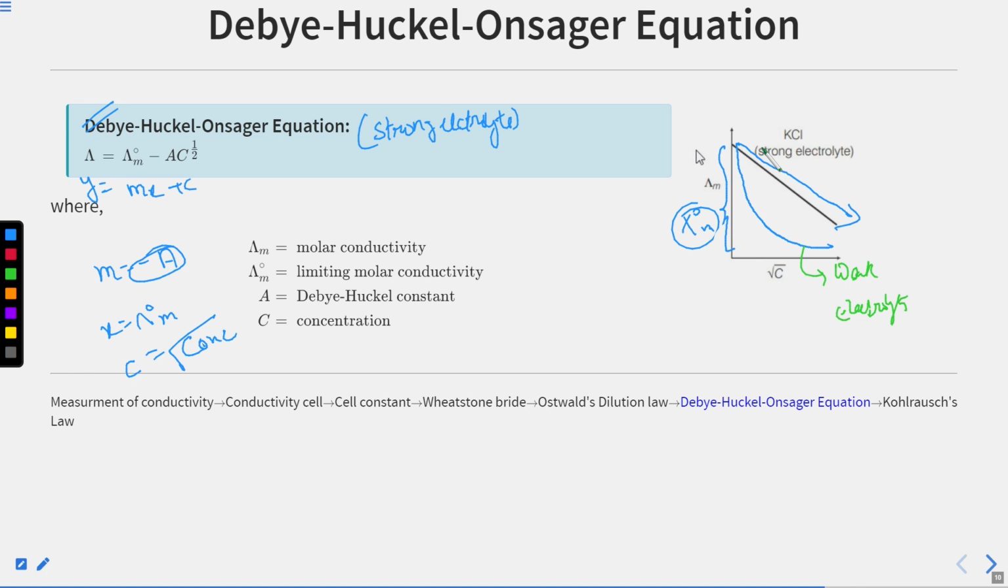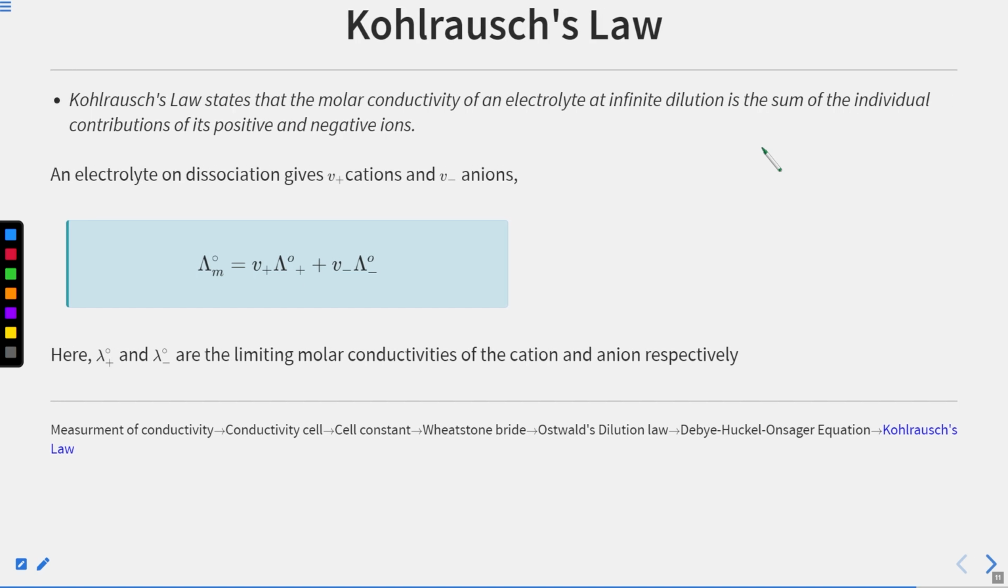Now, since we have seen both these equations, the Debye-Hückel-Onsager equation and the Ostwald dilution law, now I will move to one more important thing, that is Kohlrausch law. This is the most important part of today's lecture. So what does this law say? This law is very simple. If you think about it in your mind, it is quite easy to imagine.